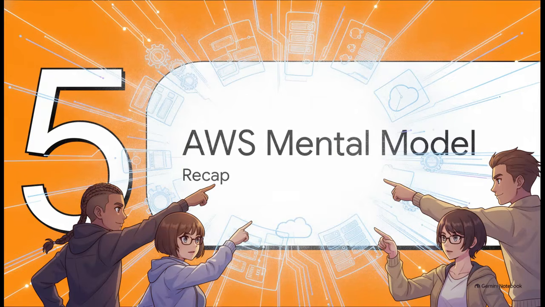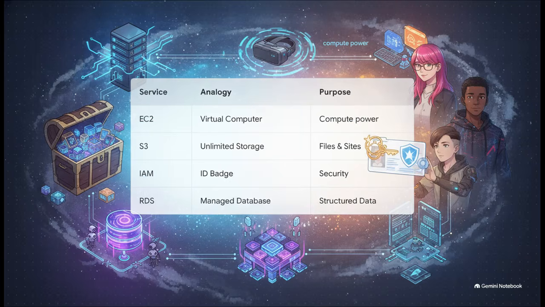The AWS Mental Model Recap. Let's bring all these pieces together. And this brilliantly illustrates just how beautifully simple it all actually is. EC2, that's your virtual computer, giving you compute power. S3, that's your unlimited storage for files and static sites. IAM is your security. Just remember, master key versus ID badge. And RDS is your managed database for all that structured data. This right here is the blueprint for 90% of your cloud architecture.